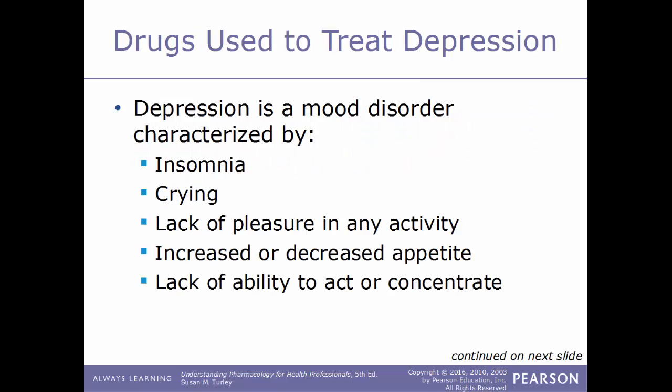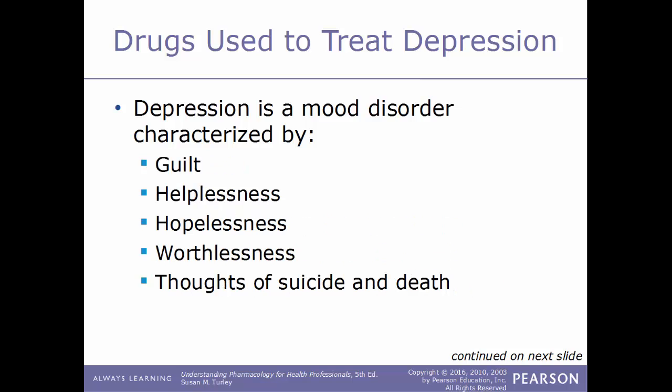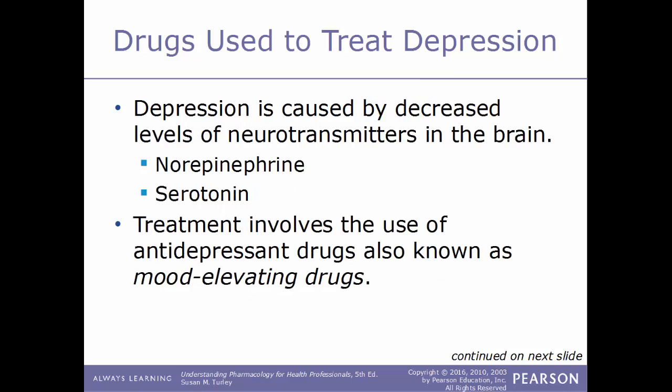All right, now we'll talk about drugs that are used to treat depression. Depression is a mood disorder that's characterized by insomnia, crying, a lack of pleasure in any form of activity, an increase or a decrease in appetite, and the lack of ability to act or concentrate. Some other symptoms would be guilt, helplessness, hopelessness, worthlessness, and thoughts of suicide and death. Depression is caused by a decreased level of certain neurotransmitters within the brain. Those include serotonin and norepinephrine.